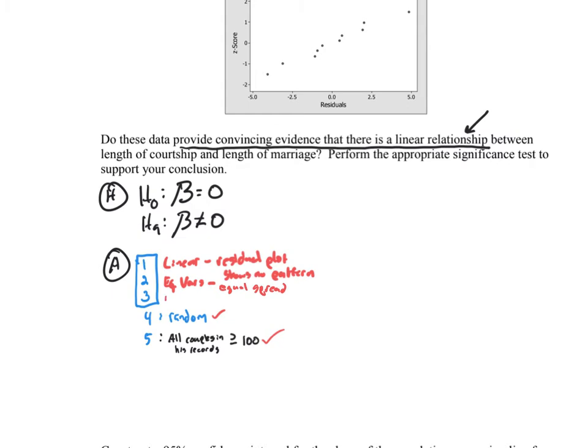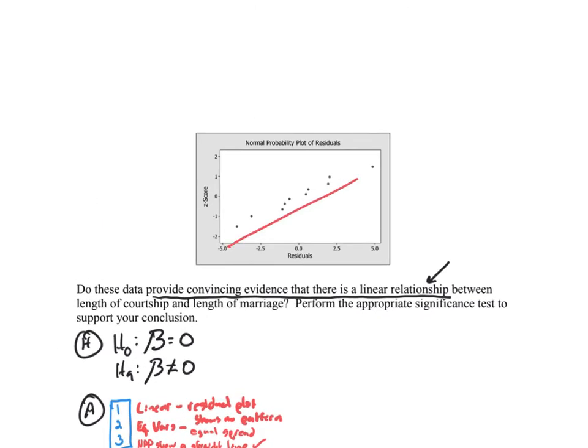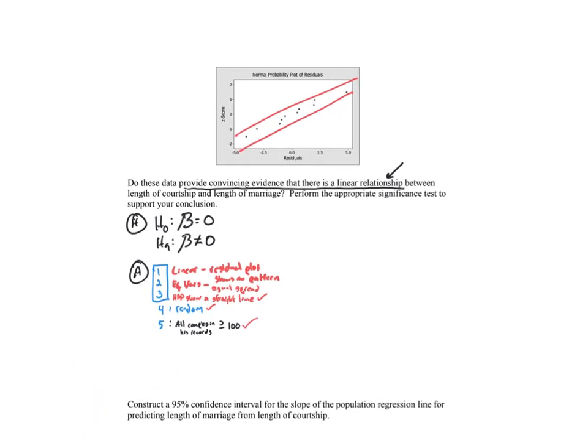And then finally, does the NPP show a straight line? Yes, right? I mean, for the most part, it's more straight than not straight, right? They're kind of moving from corner to corner in a straight line. So, okay, everything checks out there, right? Boom, boom. So we are good to go.